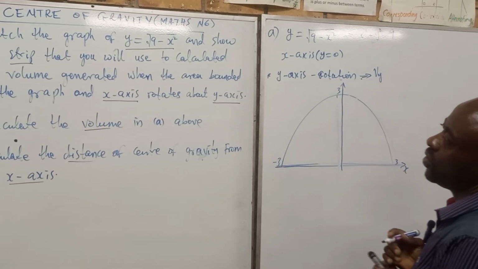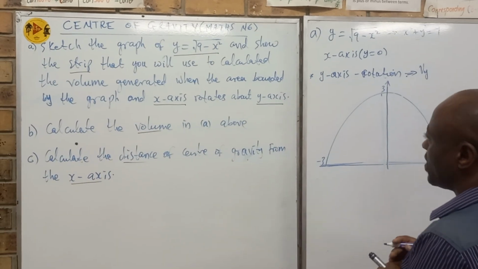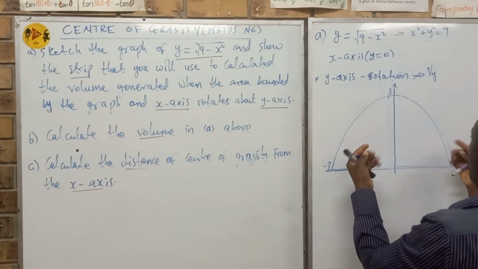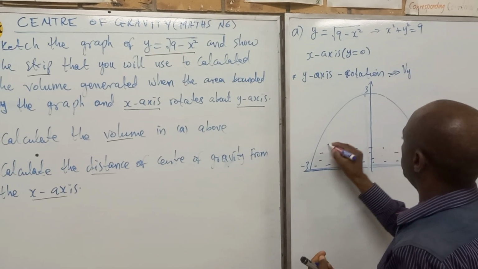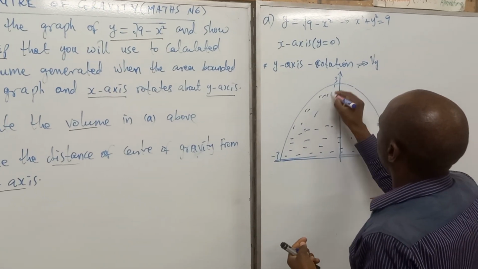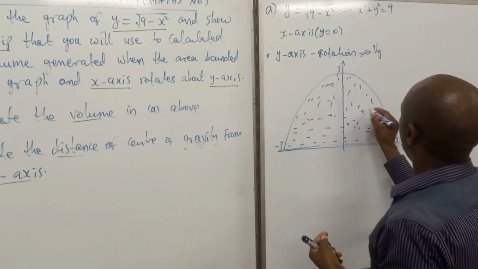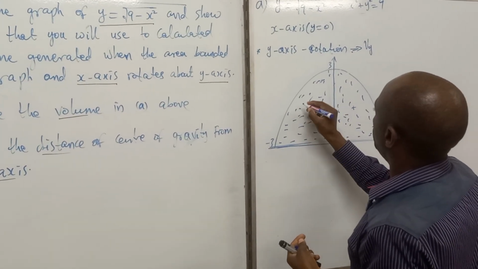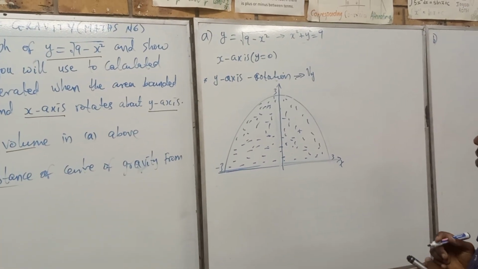So they said we need to show the region bounded by the graph and the x-axis. So that is the graph and the x-axis. So we're showing everything there. They didn't restrict us to the first quadrant or second quadrant, so we're doing everything. So we have solved this problem before with a vertical strip. So let's see how we can do it with a horizontal strip.